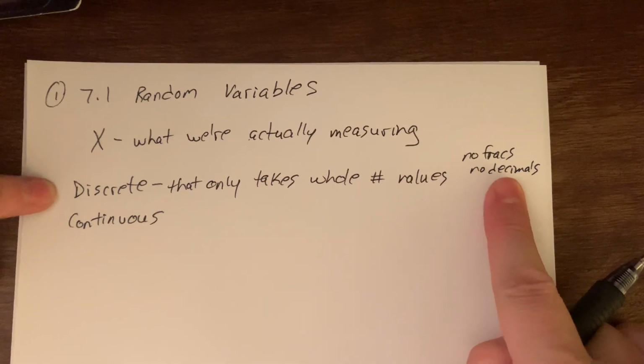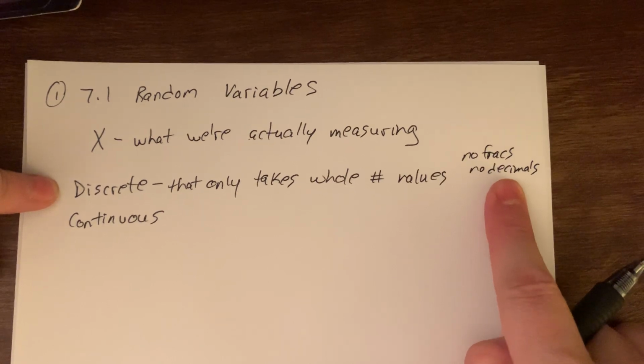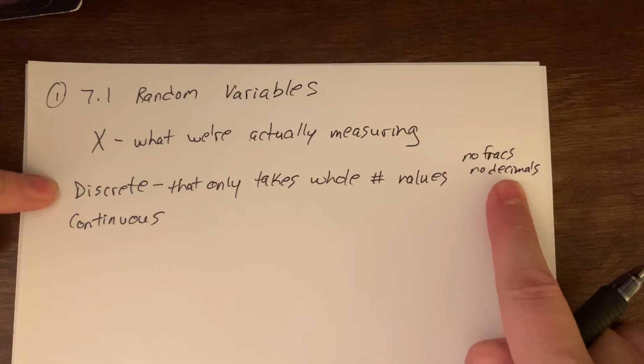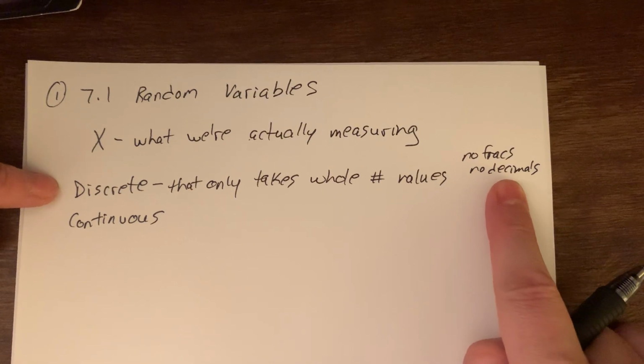As I was running through some of those examples a few minutes ago, how many girl children do you have? You don't have 2.5 girls or 2.1 girls. You have 2 or 3. How many TVs are in your house? You don't have 5.6 TVs. You have 1 TV, 2 TVs, 3 TVs, etc.